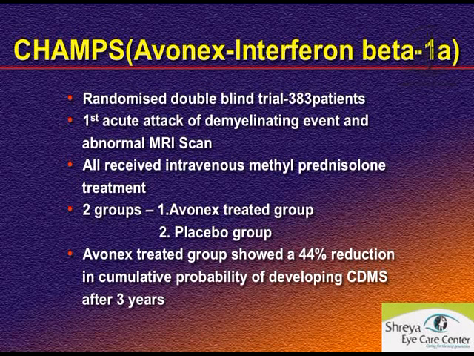They are treated with interferon beta 1A across the globe, but the treatment is pretty costly. So we need to really rationalize the treatment for our Indian population, and then accordingly treat them. What Avonex, or interferon beta 1A, does is reduce the cumulative development of clinically definite multiple sclerosis by a significant amount, about 50% in patients in the long run.